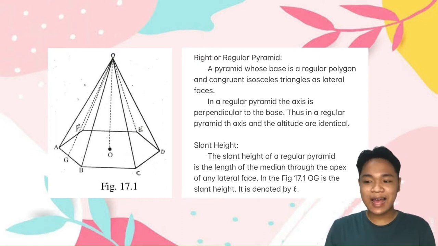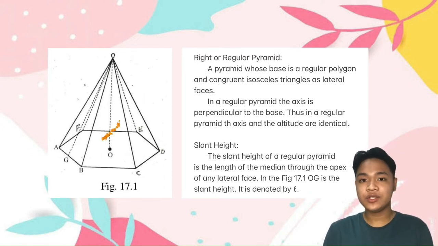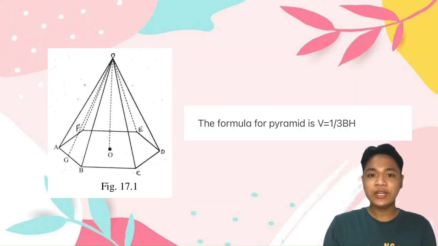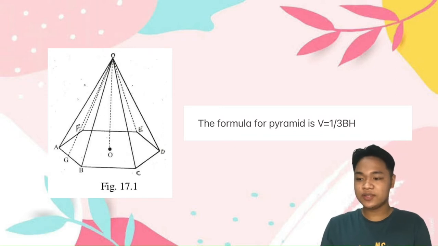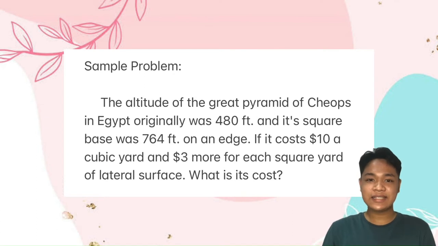In terms of slant height, the slant height of a regular pyramid is the length of the median through the apex of any lateral face. So let's see this figure 17.1, which shows the point O and G, which is the slant height of the pyramid. It is denoted by the symbol L. The formula for the volume of a pyramid is V equals 1/3 multiplied by the area of the base multiplied by the height. So now, let us see this example.